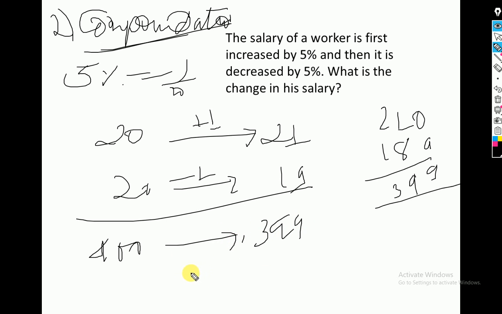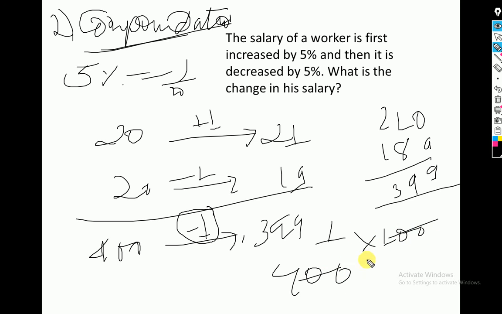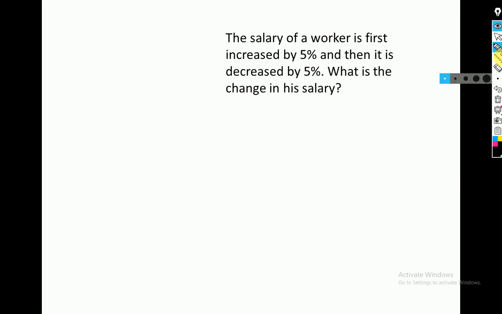And now if you have to calculate the percentage change, the change is 1, so 1 on 400. So 1 by 400 into 100. So this is 0.25%, and that too of decrement. Okay, because it's 1 here, minus 1 here, so it will be a decrement of 0.25%. Alright, so this was the first one, and the last one I've taken is this sum.